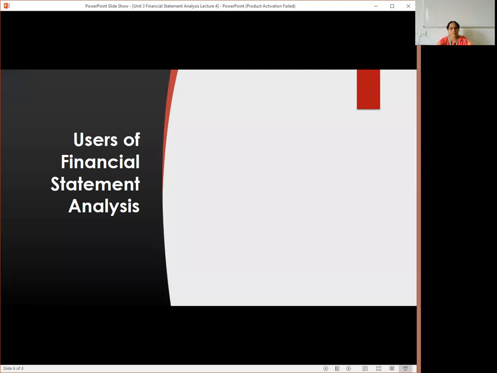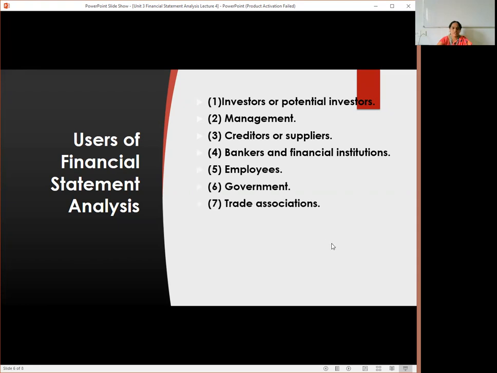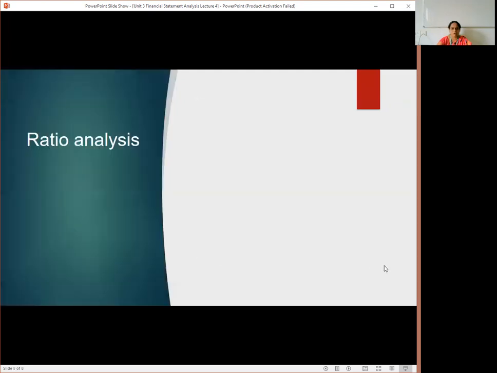Now, who are the users of financial statement analysis? It could be the investors or potential investors. That means the current investors who could make investments again, or the future investors, the management itself, creditors or suppliers, bankers in financial institutions, employees, government, trade associations, stock exchanges, economists and researchers, taxation authorities, and many more.